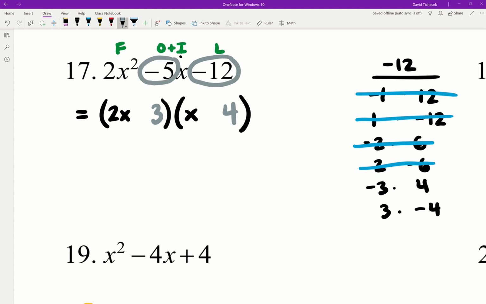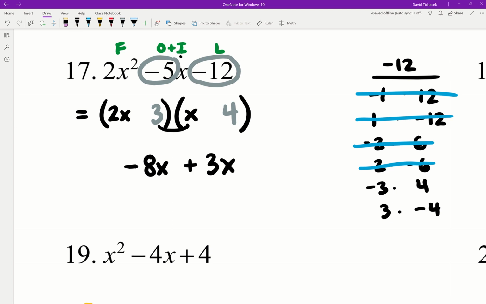And so playing with the combinations here, what you might find is if you do your outer, that's going to be 2x times 4. That would make 8x. And then if you do your inner, that's going to be 3 times x, or 3x. Keep in mind, I want to combine these so that I get a negative 5. And so I'm going to have that if I have a negative 8 and a positive 3.